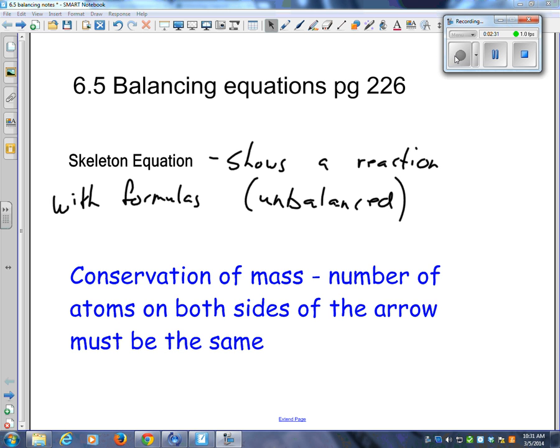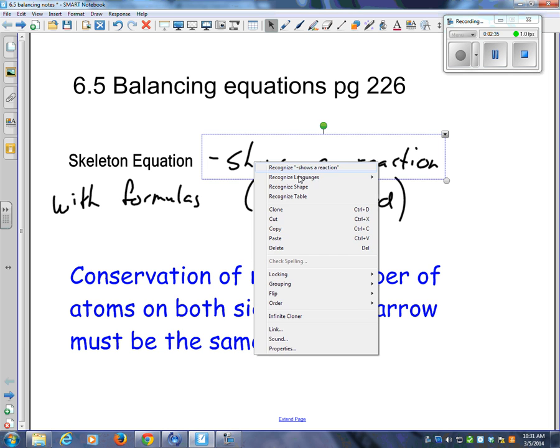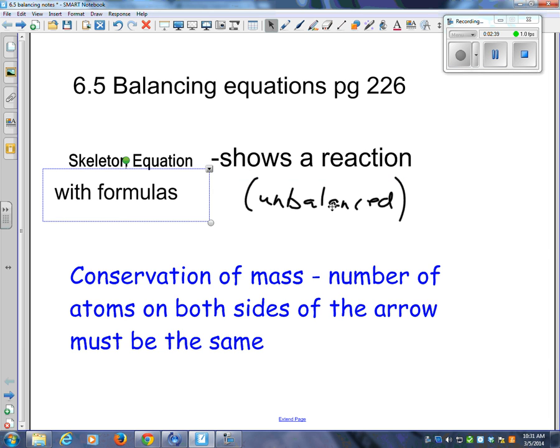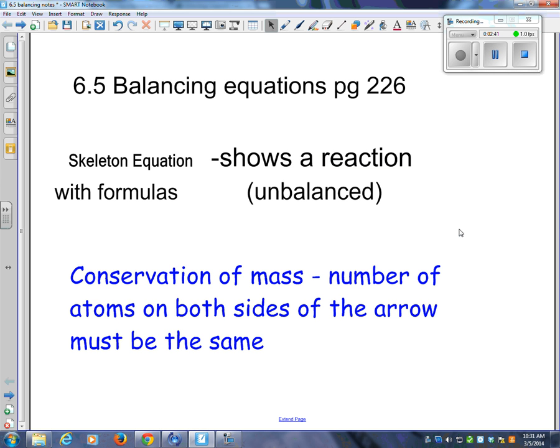You want to make it into type? You like it when I do that, do you? Shows a reaction. People say you can't read my writing, but my computer can read my writing.